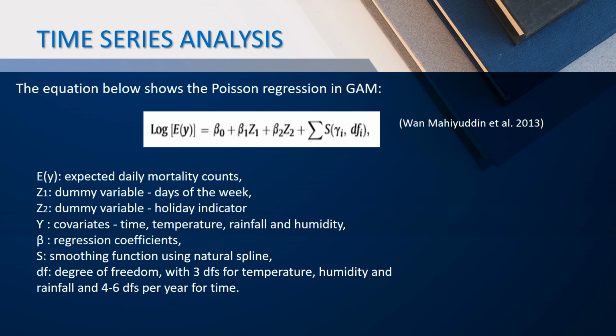Gamma refers to covariates such as time, temperature, rainfall, and humidity. Beta refers to the regression coefficient. S refers to the smoothing function using natural spline. And lastly, the F refers to degrees of freedom.